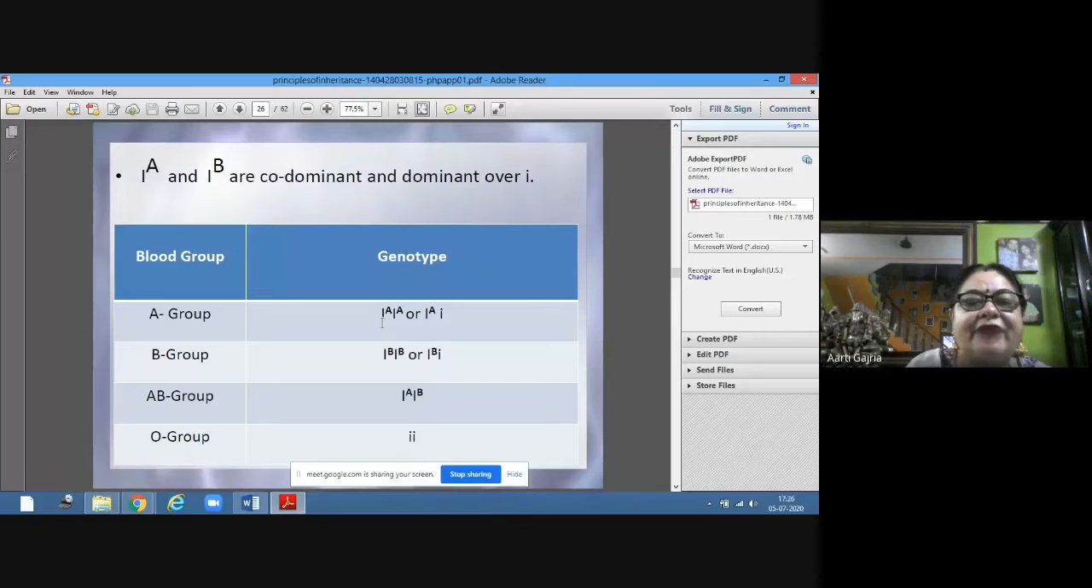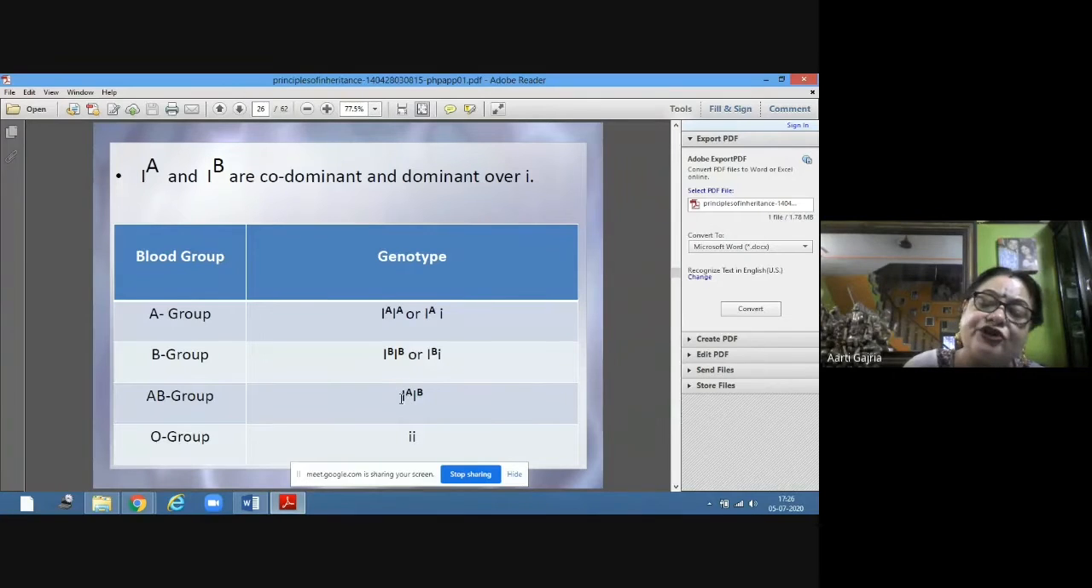The genotype can be IA. The other possible genotype can be IA small i. Suppose the father is contributing IA and the mother is contributing small i. The blood group of the child would be A, but the genotype would be IAi. Similarly, for B group, IB or IBi. But for AB it is IAIB.